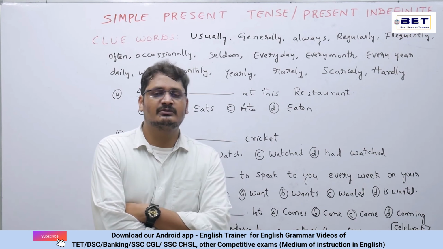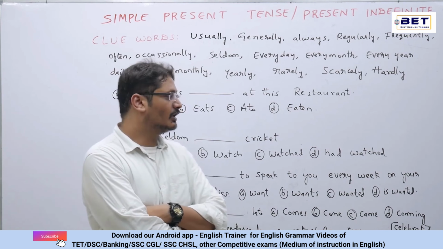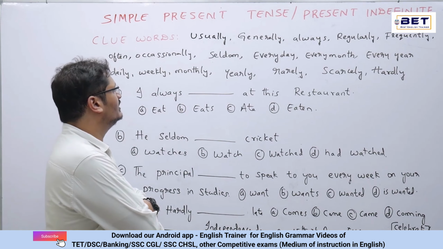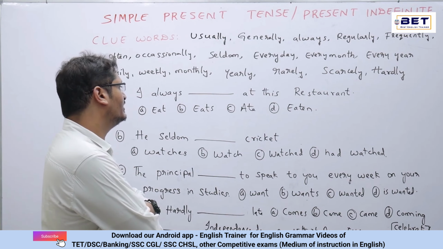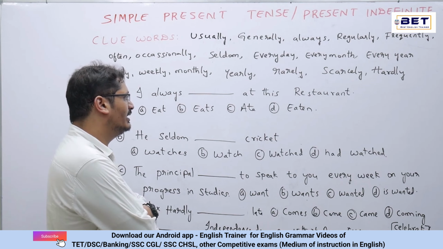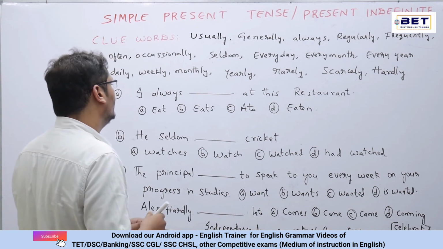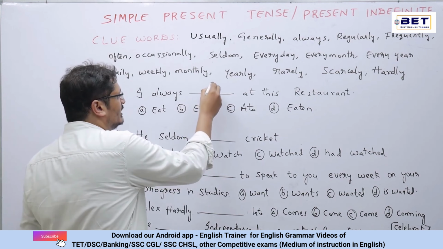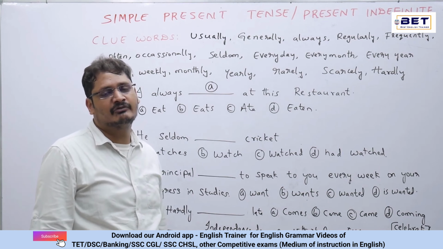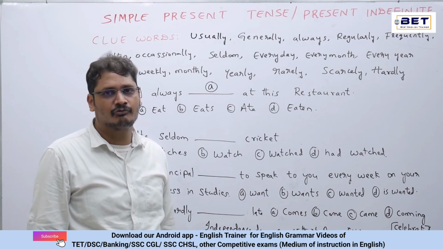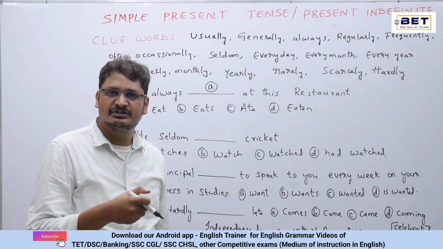Now, based on the concept that we have discussed and these clue words, let's try to solve these questions. Now, see question number 1. I always dash at this restaurant. Option A is eat, option B is eats, C ate, D eaten. So, out of these 4 options, which is the right answer now? I always eat at this restaurant. Why so? Because I is a plural subject over there. Whenever a plural subject has come, then we need to go with the plural verb. So, verb without S is plural and verb with S is singular.